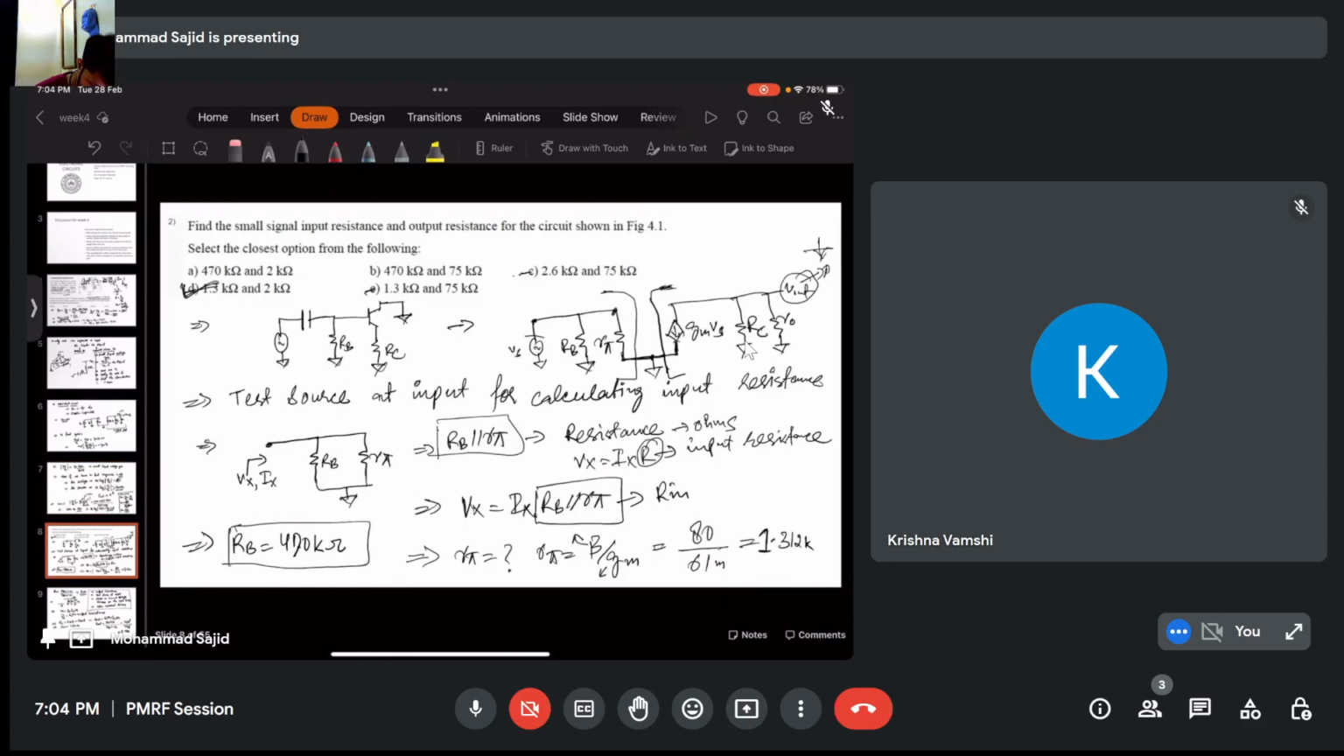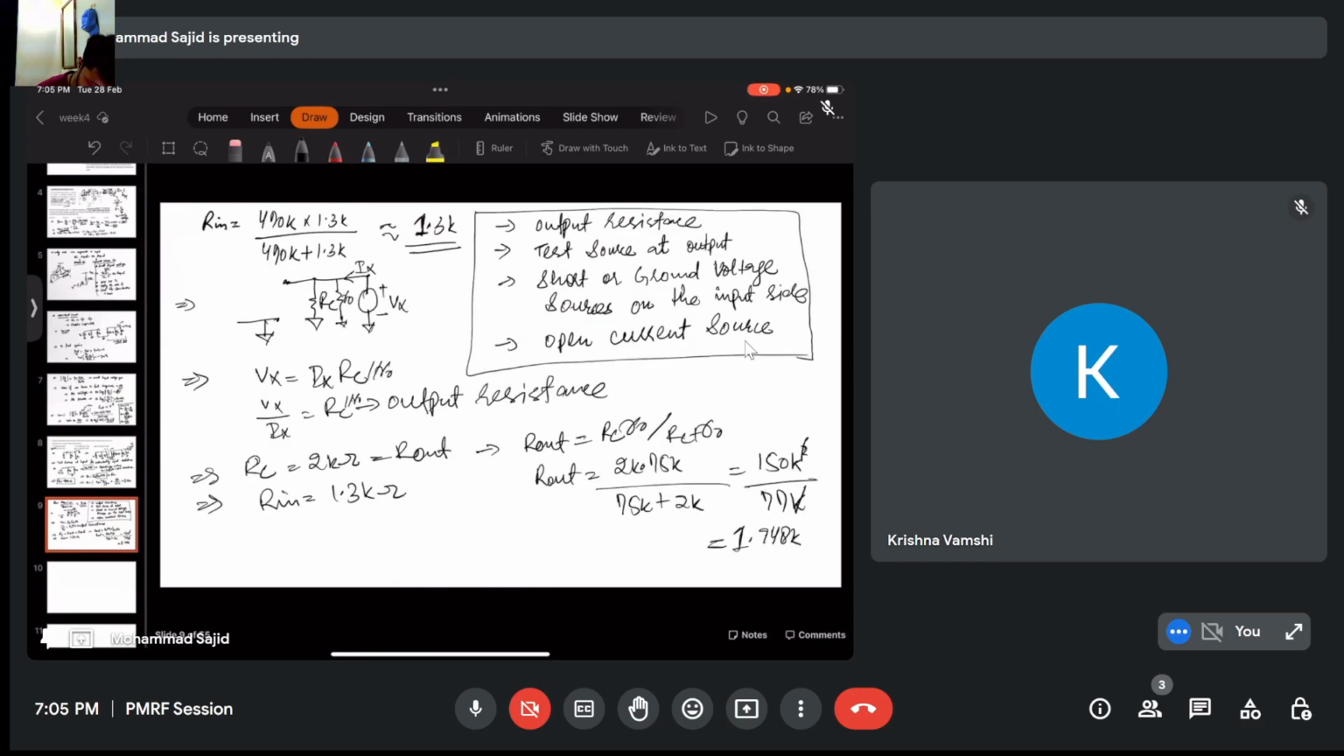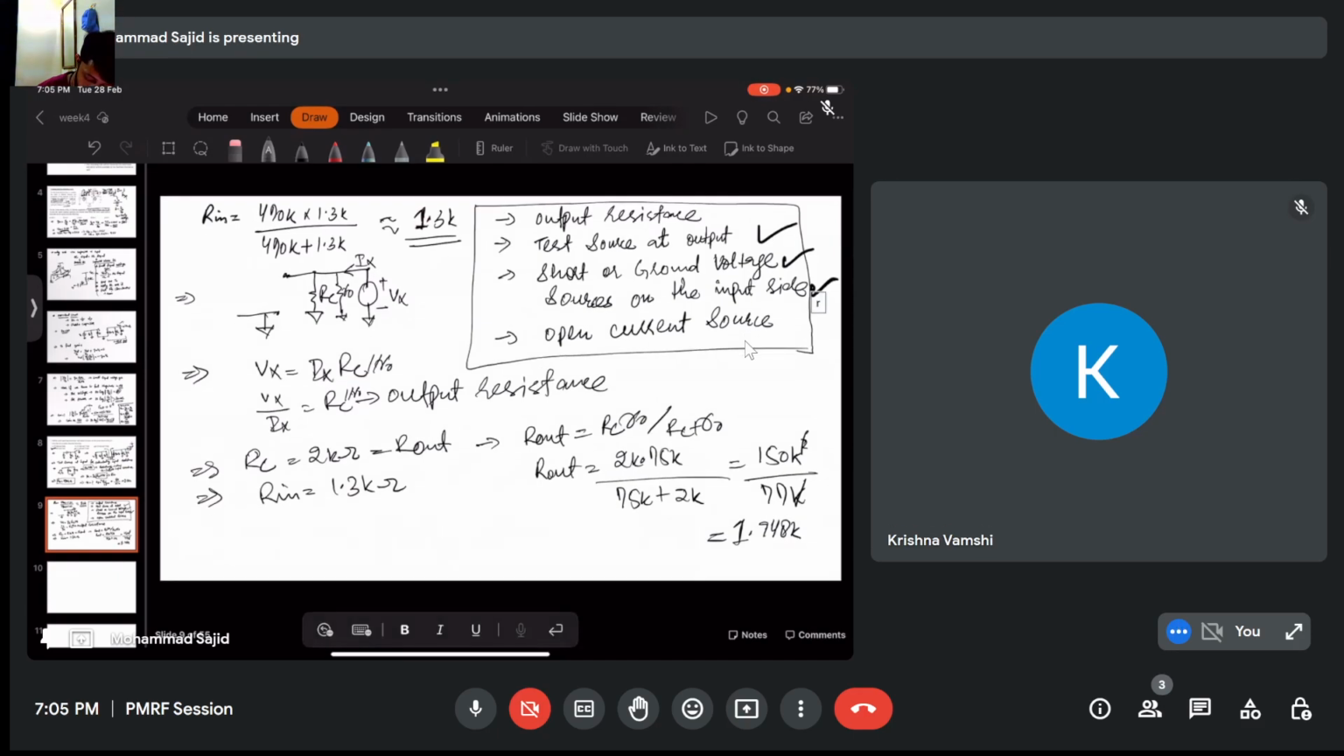Then again, how we can use test sources at input and output to find the input and output resistances. These are the steps that you should do if you apply any test source at output. Then what you have to do is you have to short the voltage at input and open the currents. Okay.